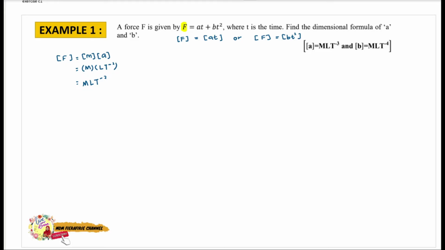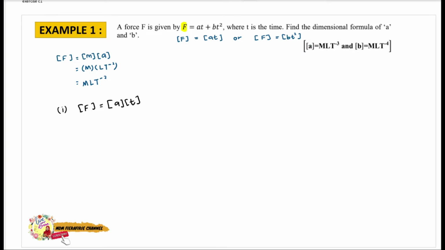Sekarang kita nak cari dimension of A yang pertama. So kita boleh tulislah. Since kita dah tahu, so we already know that dimension of force must be equal to dimension of AT. Since this is an equation, kita boleh katakan this is homogeneous equation. So that's mean dimension F mesti sama dengan dimension AT, or dimension F is equal to dimension BT squared. So sekarang dimension of F kita tahu dimension of F is equal to dimension of AT.